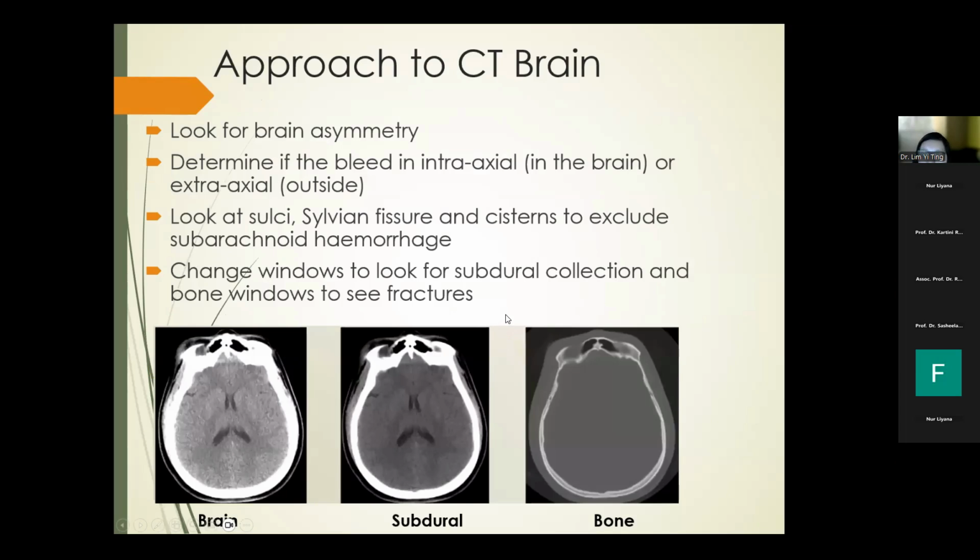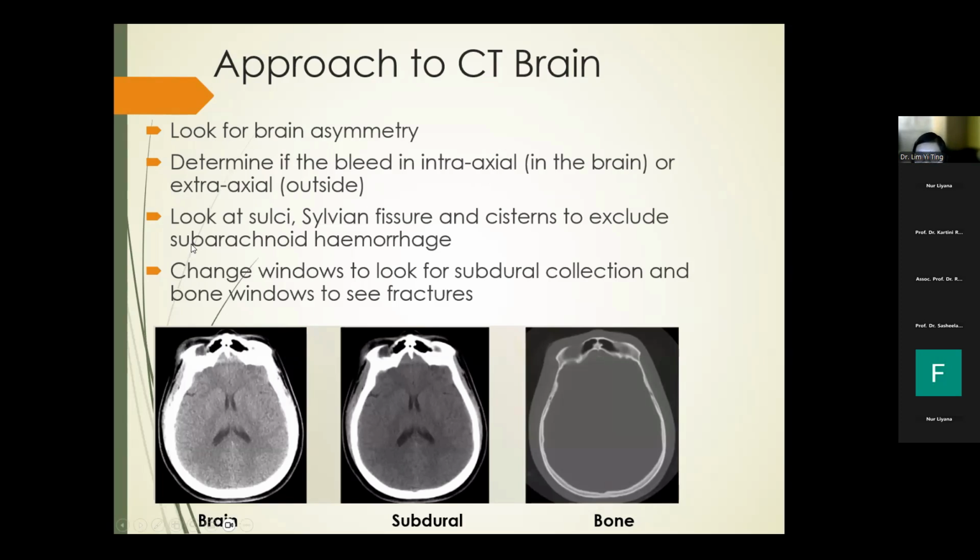So first, how do we approach a head injury in a CT brain plain? First, we want to look for any brain asymmetry, and then we want to determine if the bleed is inside the brain, which is what we call intra-axial, or outside the brain, which is what we call extra-axial.